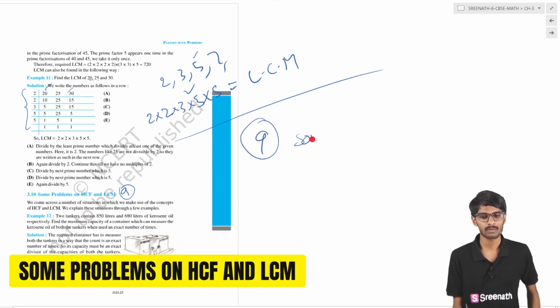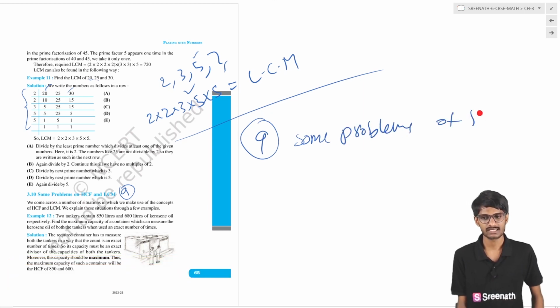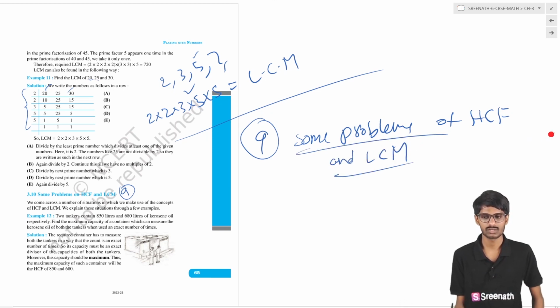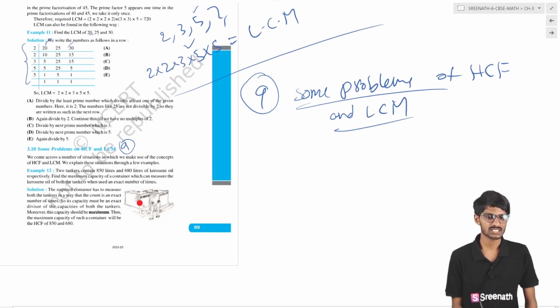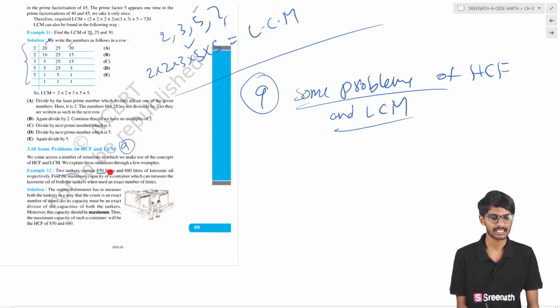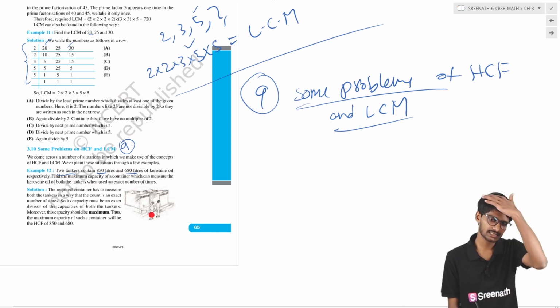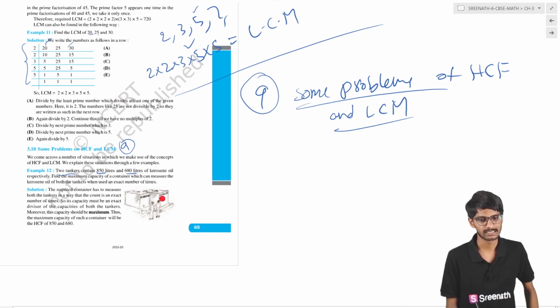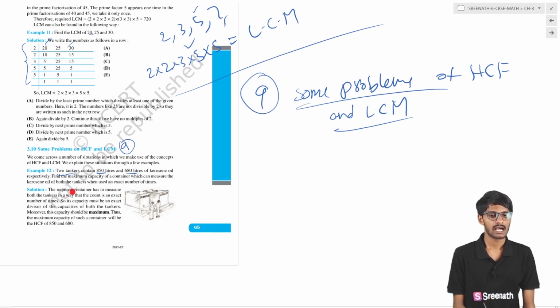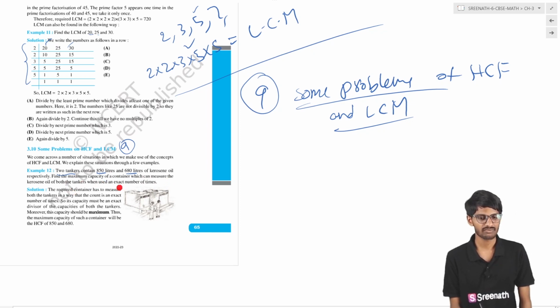So here are some problems of HCF and LCM that we are going to discuss. So basically what is the first? There are two kerosene tankers. Their capacity is 850 and 680 liters. This is 850 and this is 680 liters of kerosene oil. Now find the maximum capacity of a container.